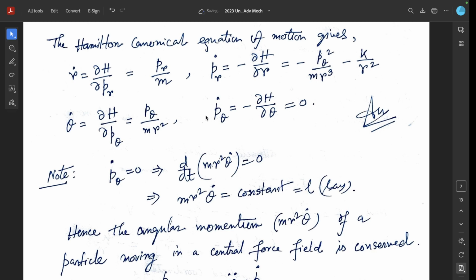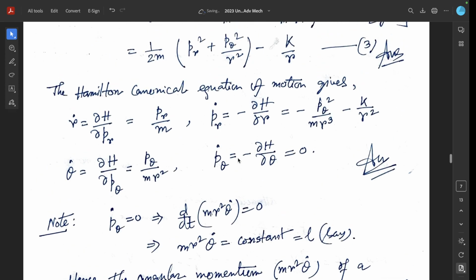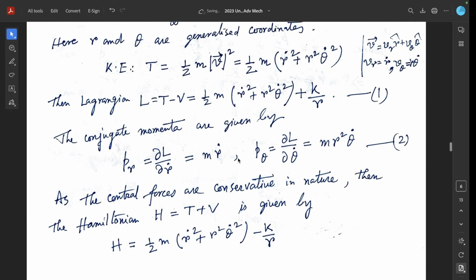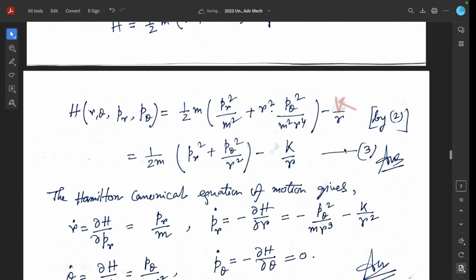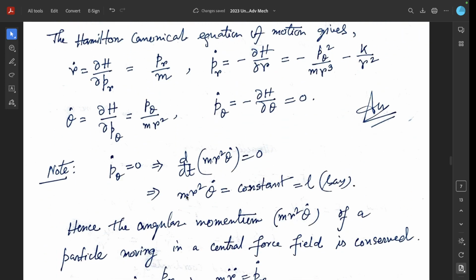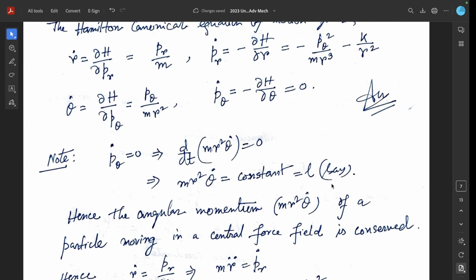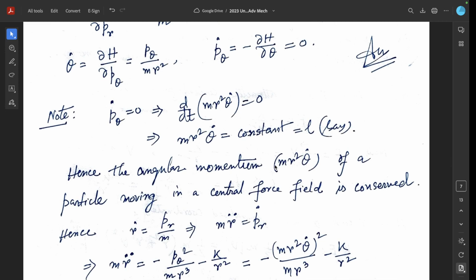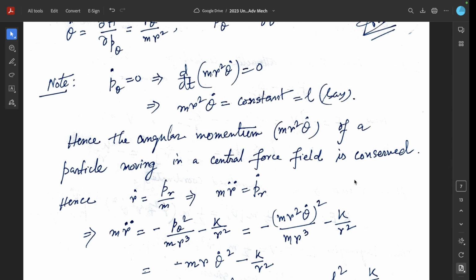From this last equation, p_theta is equal to m r squared theta dot, so m r squared theta dot is constant, say L. Hence the angular momentum m r squared theta dot of a particle moving in a central force field is conserved, and hence r dot equals p_r by m.